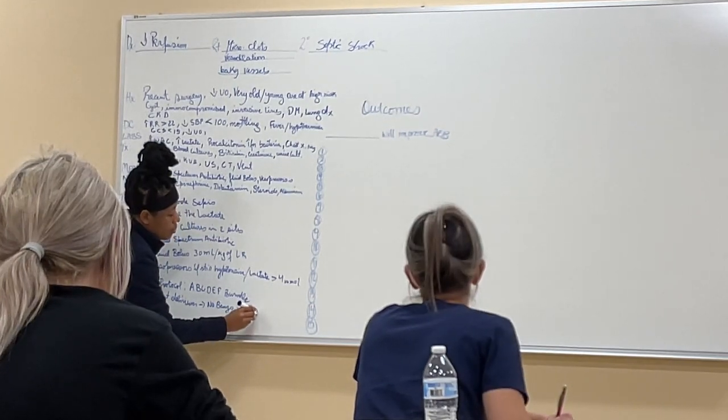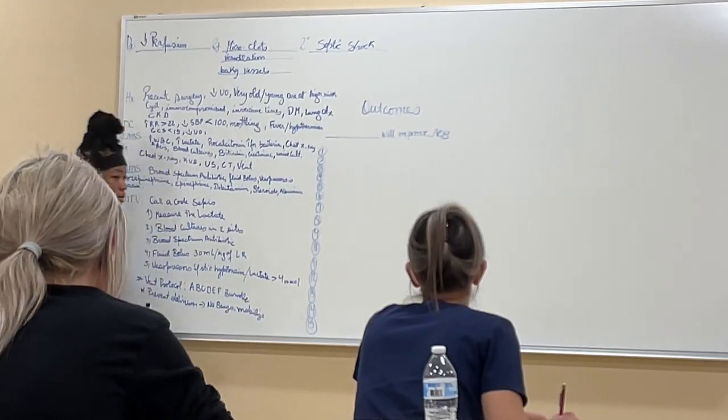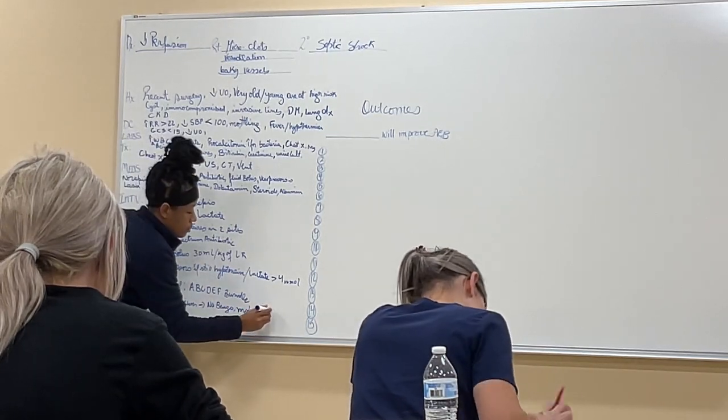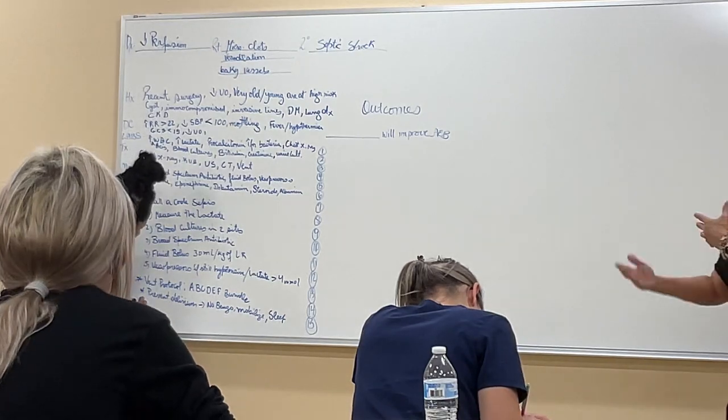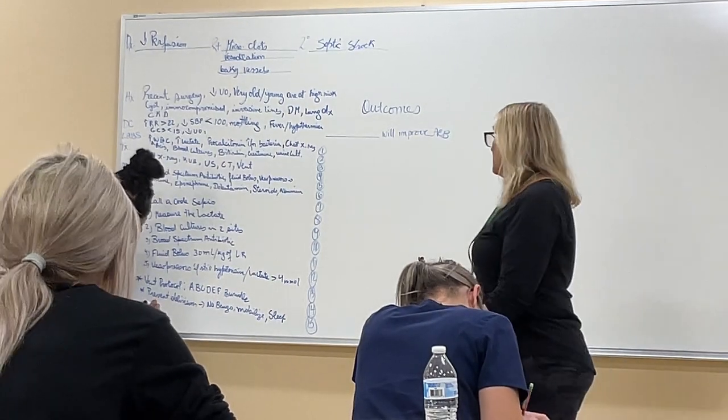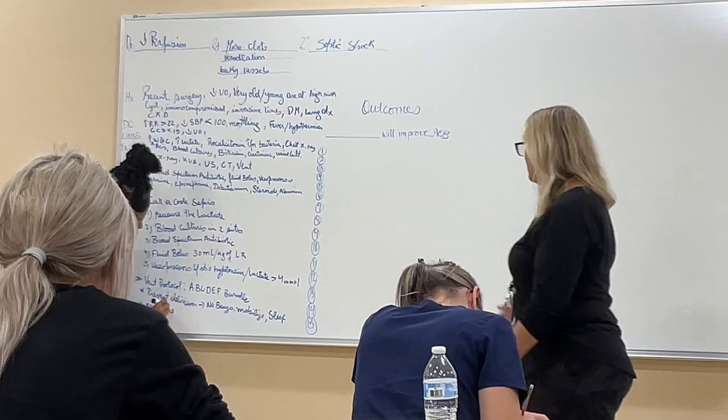So all these humane things that we need to do. Do we want to keep them tied up? No. We want to get their stress down, so we want to try to do anti-delirium measures. We want to mobilize them. ABCDEF.